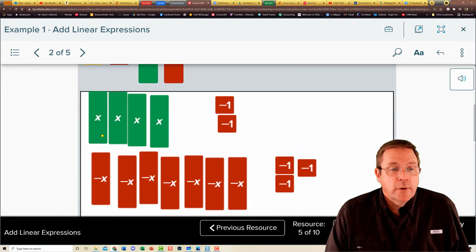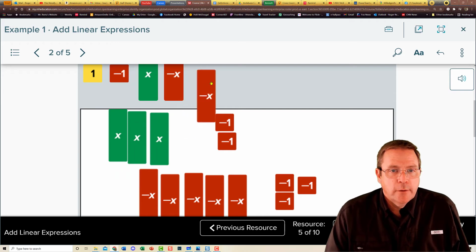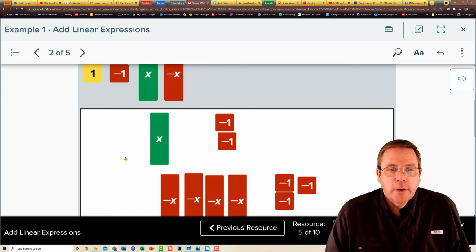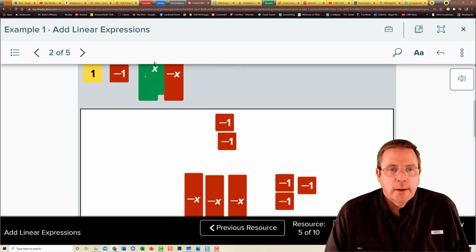And what zeroed pairs can we get rid of? Well, these two right here. So I'm going to take that one and throw it away. I'm going to take that one and throw it away. I'm going to take this one and this one. And then I'm going to take this one and this one. And I'm going to take this one, maybe, and that one.